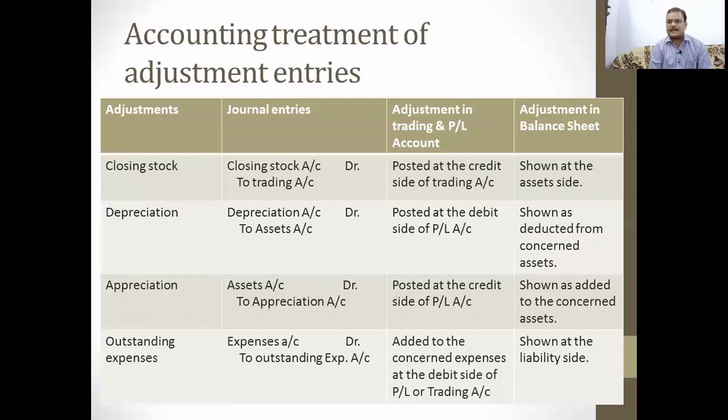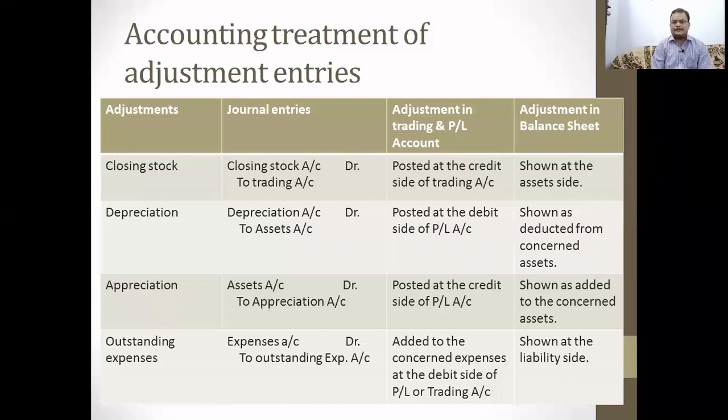Outstanding expenses. Outstanding expenses are those expenses which are related to the current financial year, but these expenses are not actually paid in this financial year. They have to be paid in the next financial year. So there is an adjustment entry passed for the outstanding expenses.